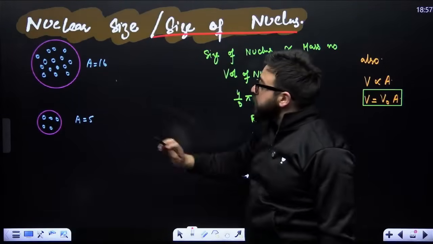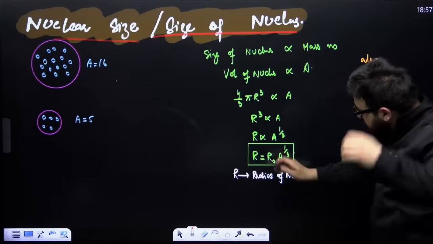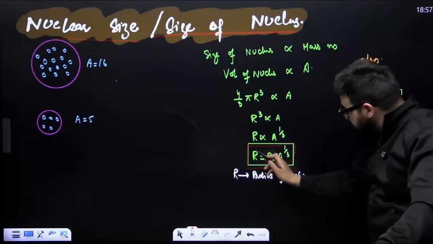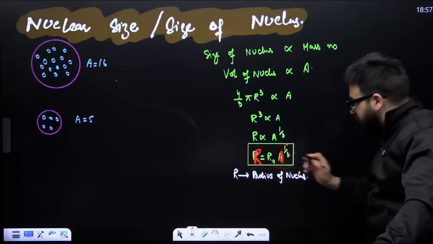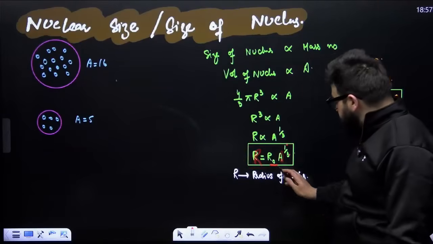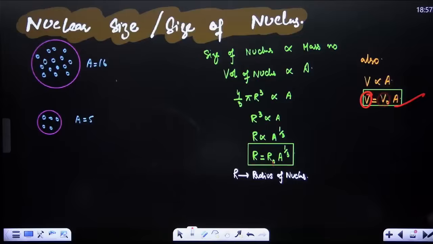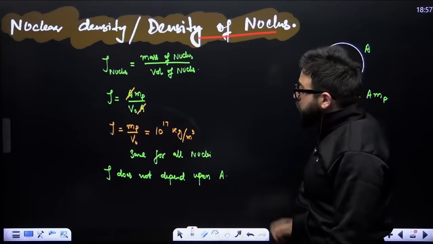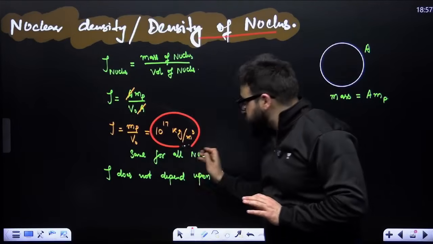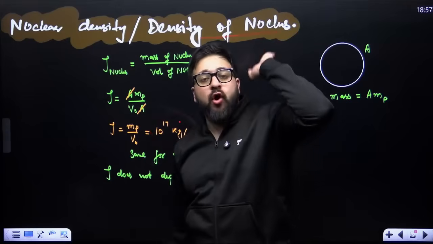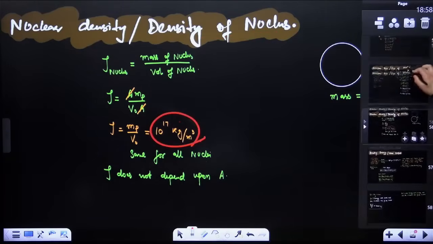And the size of the nucleus, or nuclear size. When we talk about nuclear size, that means the radius of the nucleus. We can write it like this: radius of nucleus is R naught, A raised to power 1 by 3. A means the mass number. R naught is basically a constant over here. Or we say the volume of the nucleus is V naught into A. Okay, nuclear density. We say the density of the nucleus is simply 10 raised to power 17 kg per meter cube. It is the same for all nuclei. It does not depend upon the mass number.